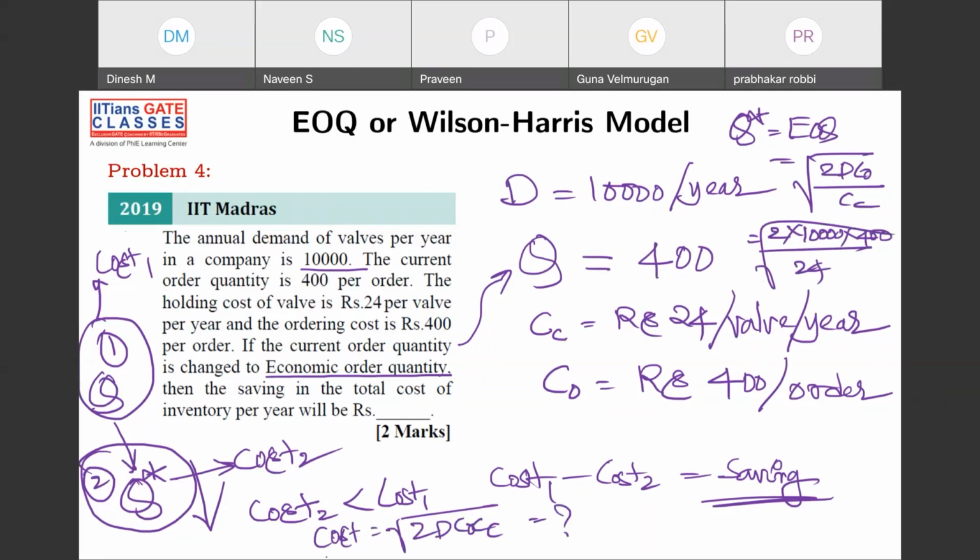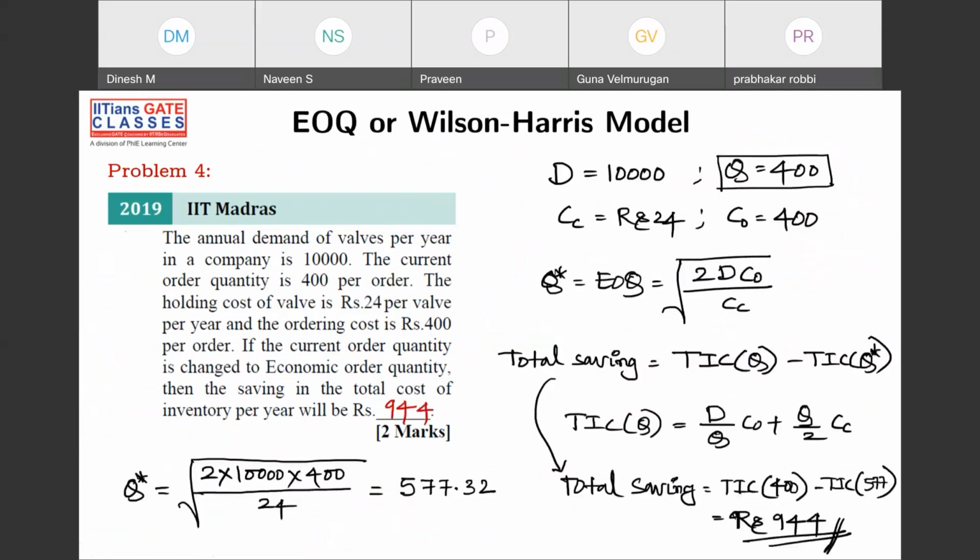So you got cost 2, and I want to find cost 1. How do I find cost 1? Cost 1 is nothing but the total inventory cost, that is D by Q into C naught plus Q by 2 into CC. This Q we have to substitute as 400. Let me show the solution, then you'll understand. See, this is the solution.